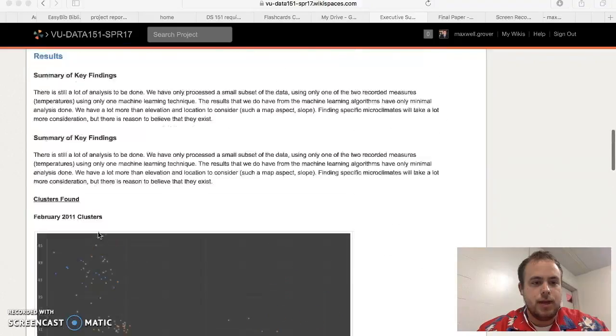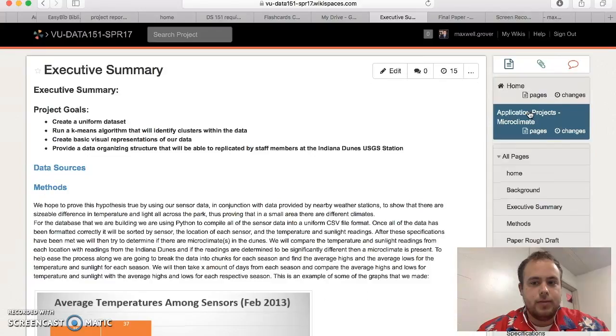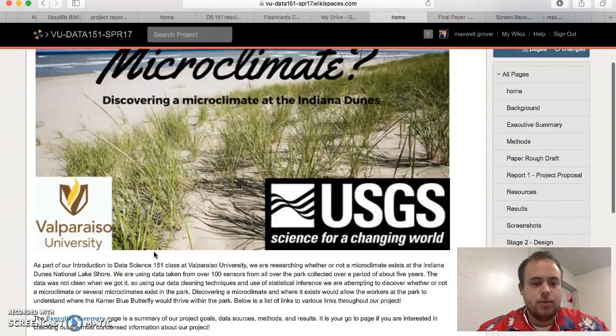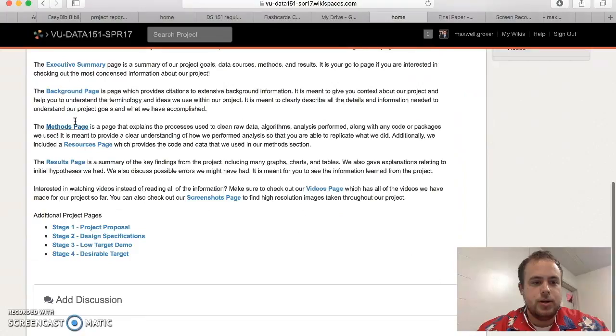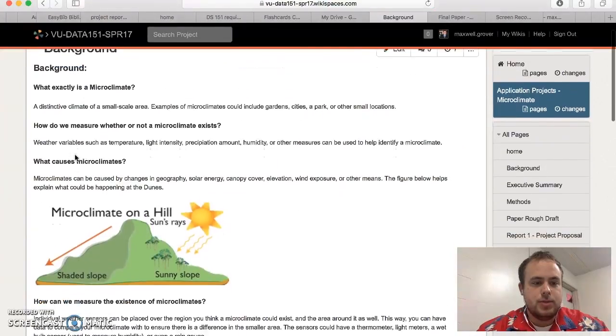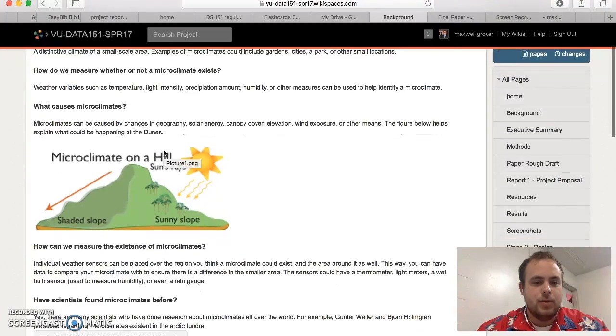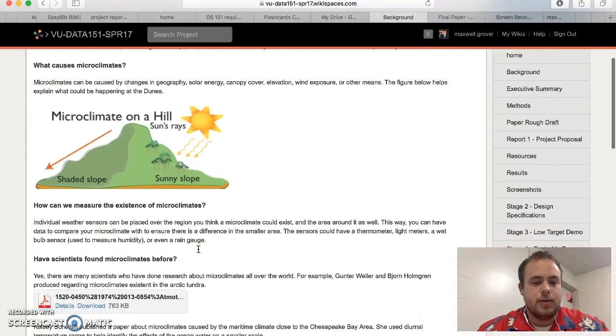Kind of going back up a little bit to our background information, I'll go over that a little bit. Let's go back to our home page. So we have a nice looking home page here and the background section. In the background section, we talked about what exactly a microclimate is, which is a subset within a larger climate where there's more variation in canopy cover, elevation, wind exposure, and some other natural phenomena that make that smaller climate different than the rest.